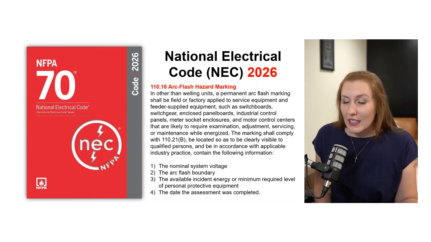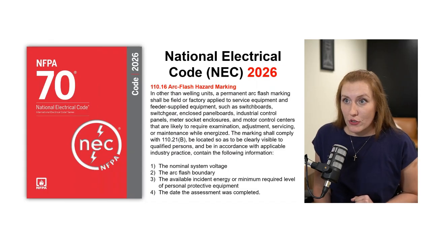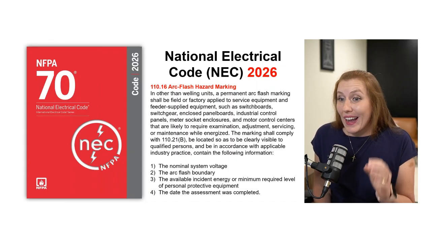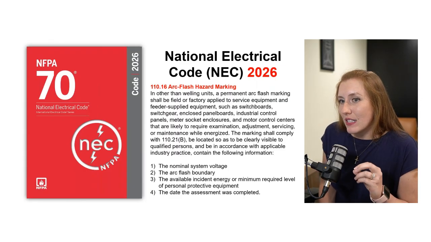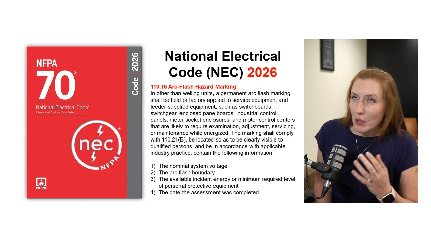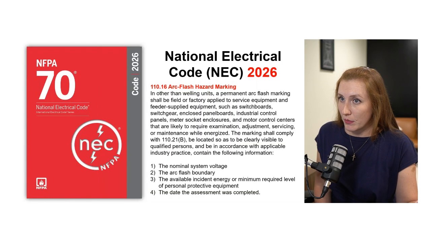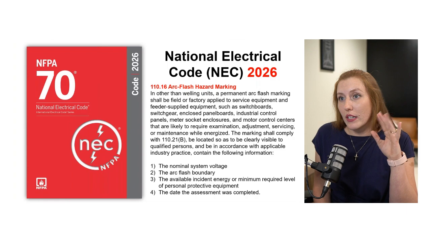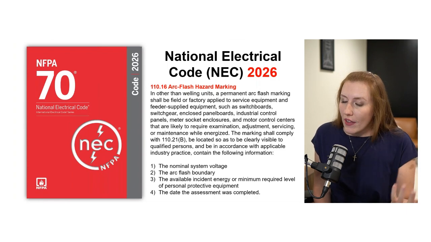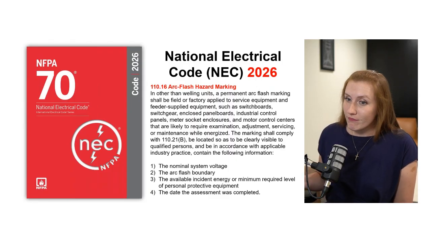You don't want to just put a generic label. You want something that actually will tell qualified persons what that arc flash hazard boundary is, what the nominal system voltage is, and how to protect themselves, what PPE is required, or the incident energy level that they're going to be facing. One piece of information that is very specific here that wasn't necessarily included previously was the date that the assessment was completed. This is important because, as we know, arc flash studies need to be reviewed at a minimum of every 5 years, and there are other reasons that date is helpful as well, but now it is required.